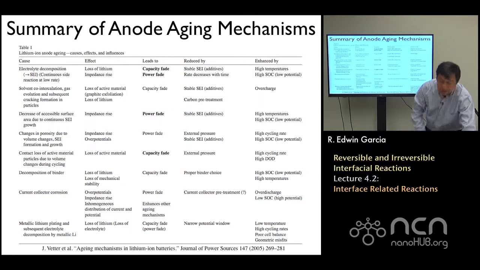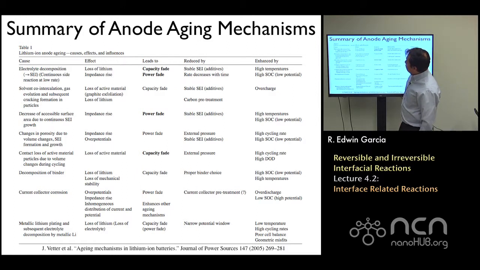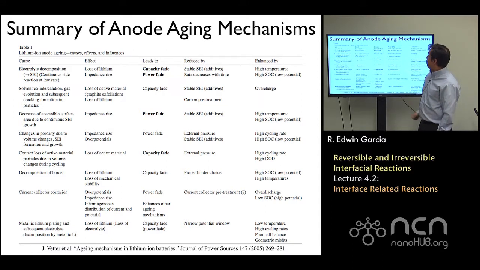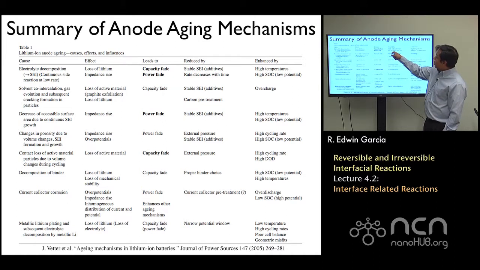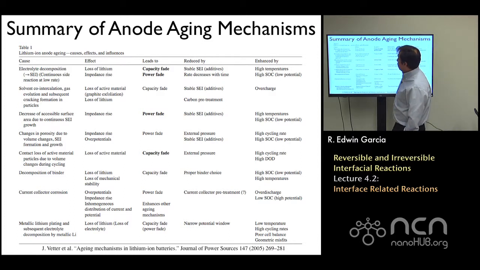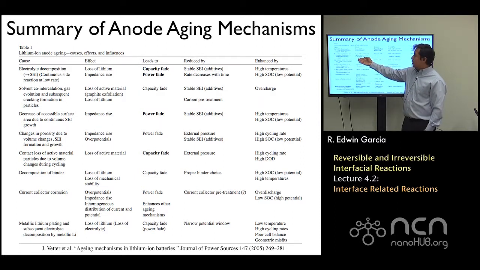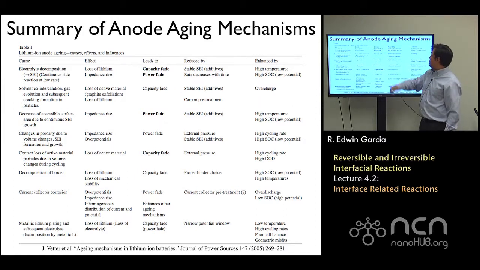Just to show you the complexity of what's going on in the interface, with all these reactions that we've just been discussing, for example, you can see electrolyte decomposition. What does that induce? It induces the loss of lithium and the rise of impedance, and that of course will induce capacity fade or power fade. And as we were discussing, the stable formation of SEI with additives will make the battery last longer. If you have solvent co-intercalation, and you can also form gas in your cell, what will happen is that you will develop loss of active material and of course capacity fade.